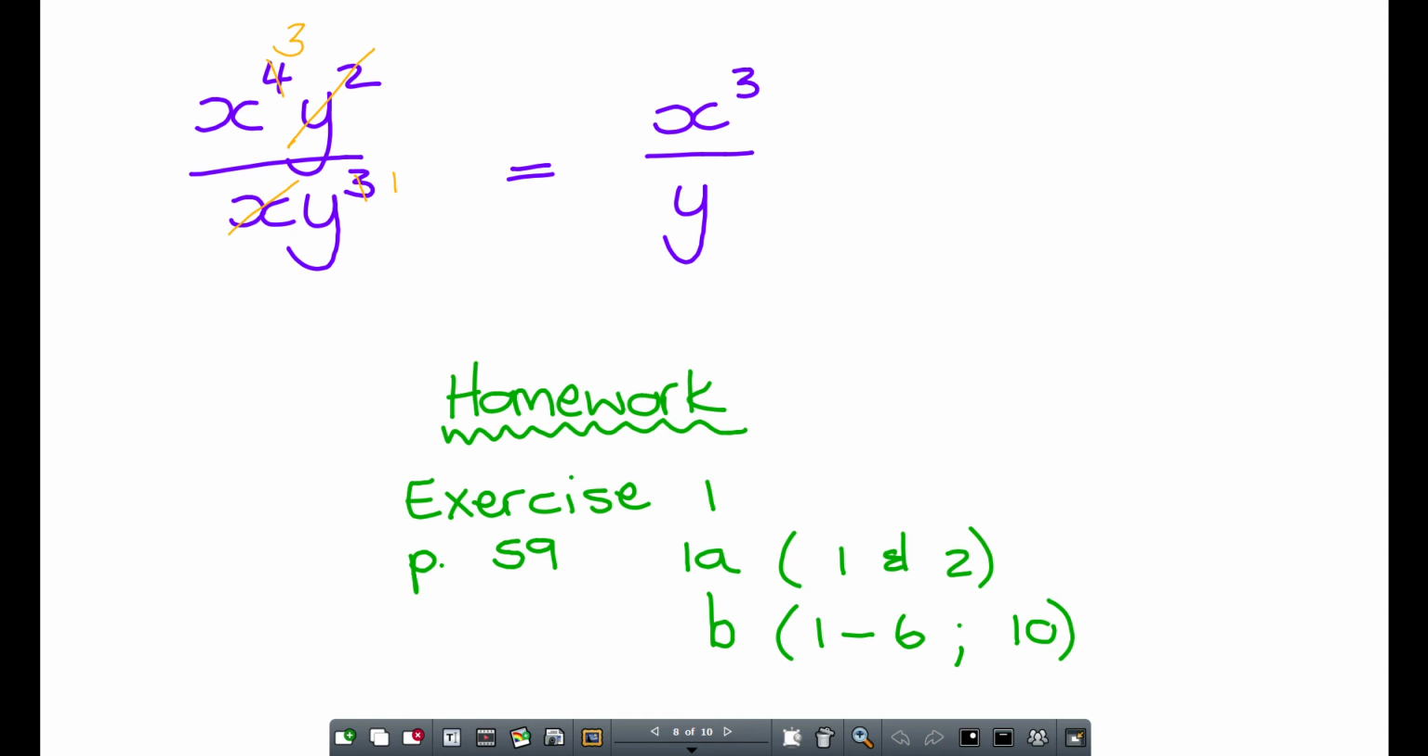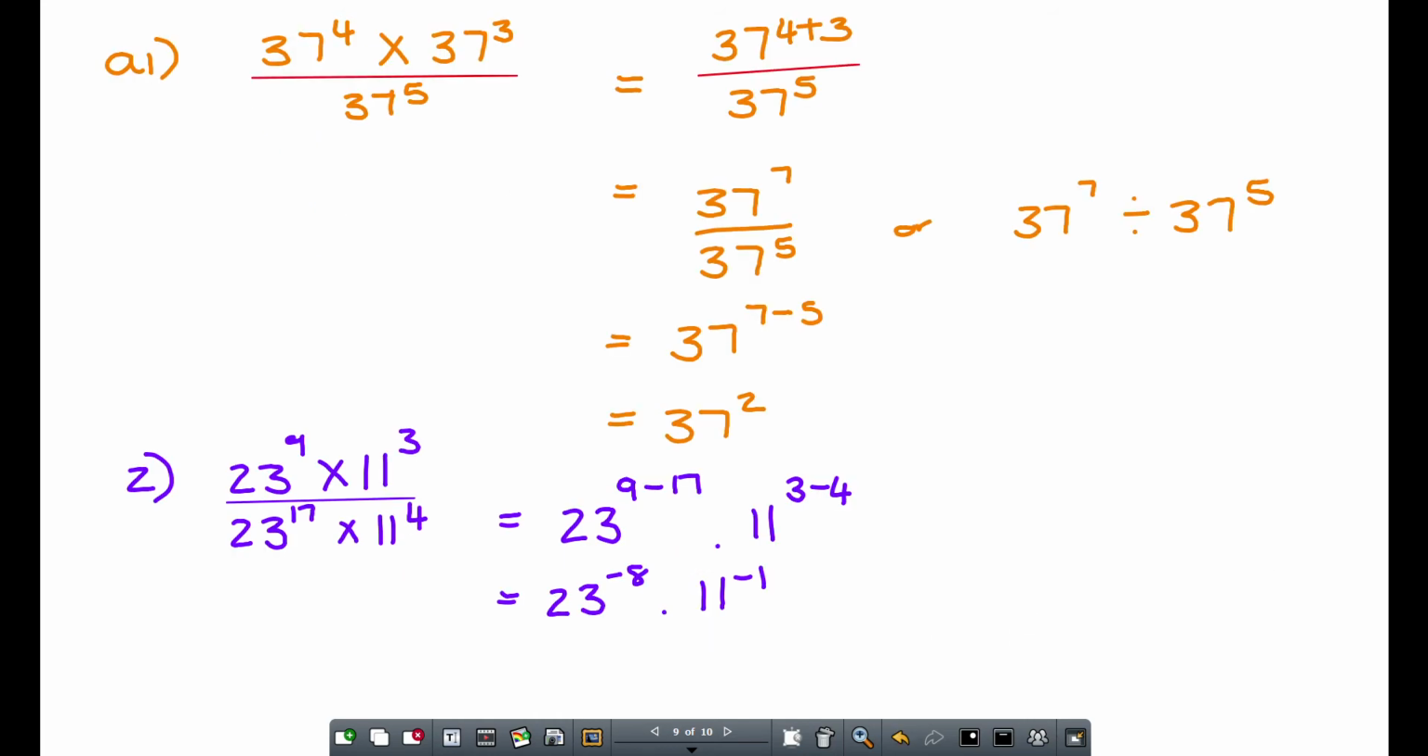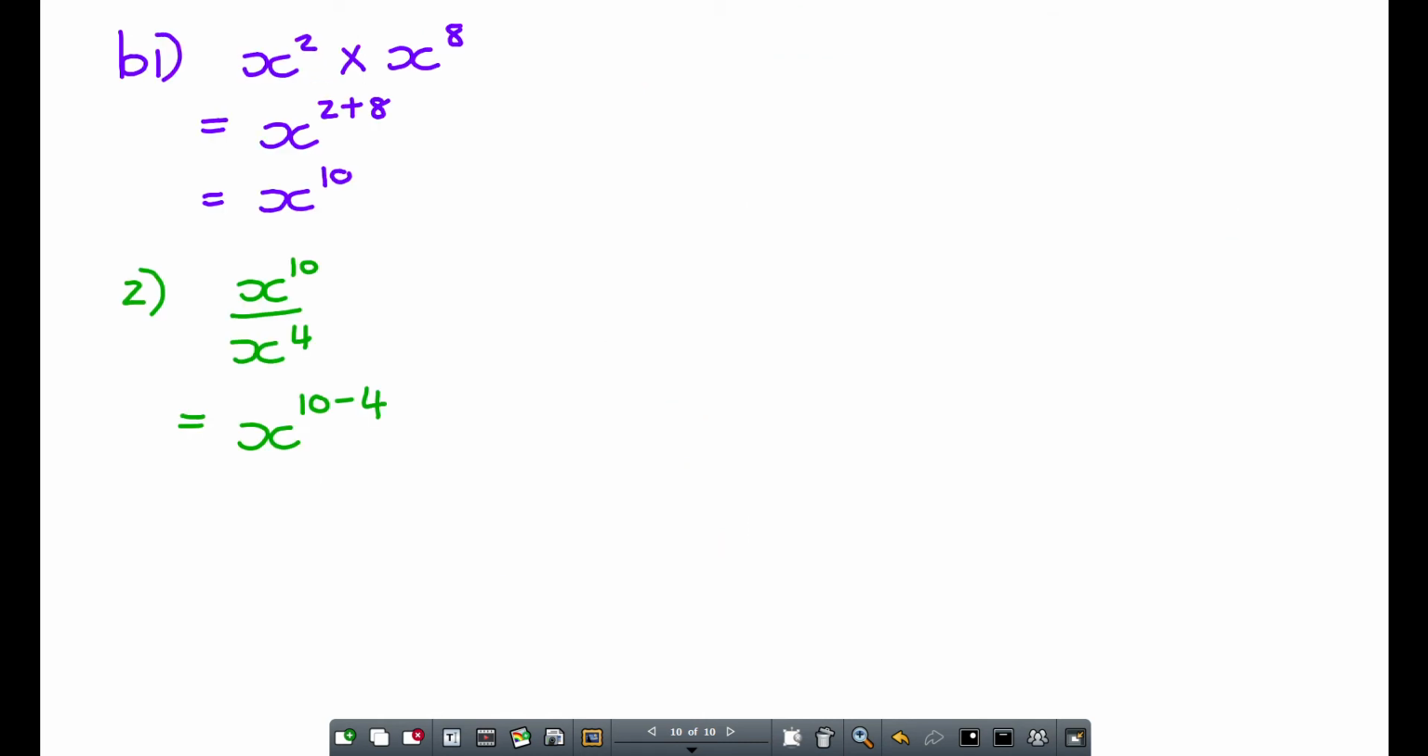Okay, let's just mark 1A, number 1 and 2. Just pause if it's a bit too quick. And then yeah, we're busy with B, 1 and 2. Okay, so at this one, because it's division, I'm going to subtract my exponent. So it would be x to the power of 6.